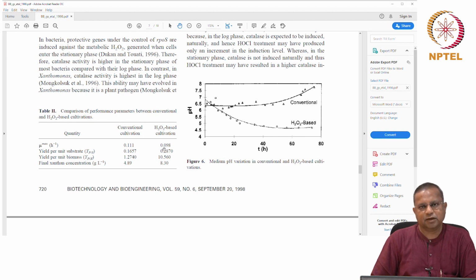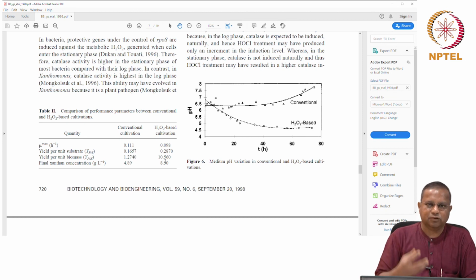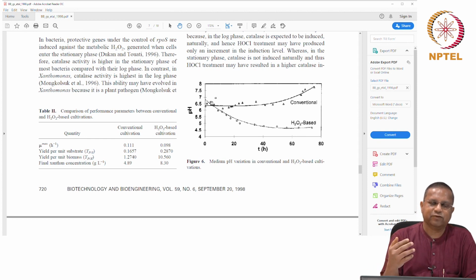Then the yield per unit substrate, the product concentration divided by the substrate concentration, is 0.1657 versus 0.287. It is higher in the case of hydrogen peroxide based cultivation. Yield per unit biomass, P by X, is almost 9-fold. Huge. Each cell is producing 9-fold higher xanthan gum. And the final xanthan concentration also is much higher than expected. So using this cultivation has significantly improved the xanthan yield.